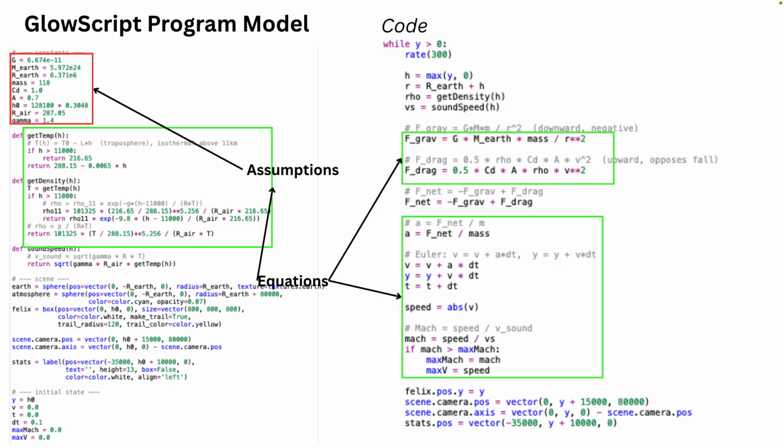So the GlowScript program model here. The assumptions up there, you can see the gravity value, the mass of Earth, and the radius of Earth, the mass of Felix, drag coefficient, the starting height. And then you can see the equations. So the equations for temperature and density, for gravity, and then the acceleration, velocity, and position update formulas over here.